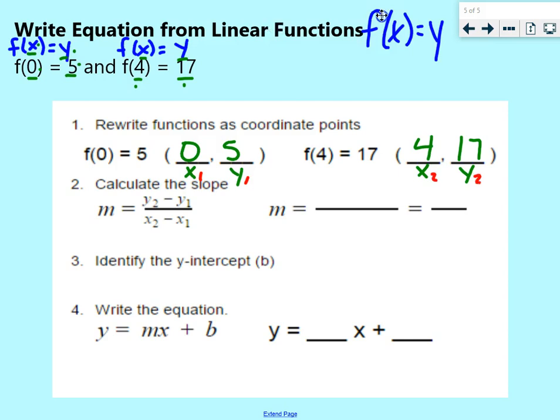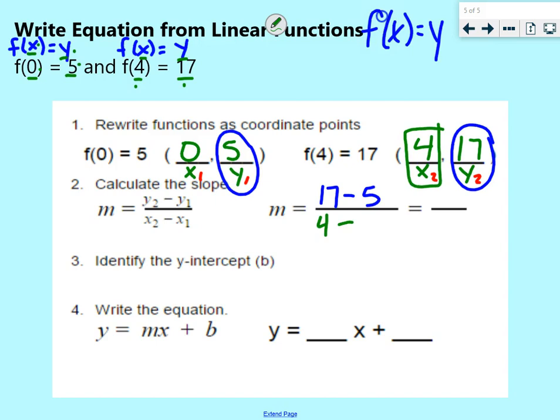Now we can find the slope of our line. We have y2 minus y1. y2 is right here, 17, minus y1, which is right here, 5, over x2, which is 4, minus x1, which is 0. Now we can do our operation. 17 minus 5 is 12. 4 minus 0 is 4. 12 over 4. Well, this actually means 12 divided by 4, which is an even number. It's 3. So we can say our slope, our m, is 3.